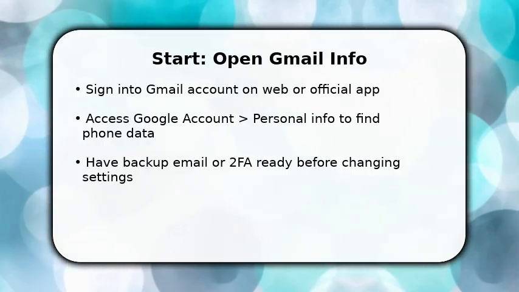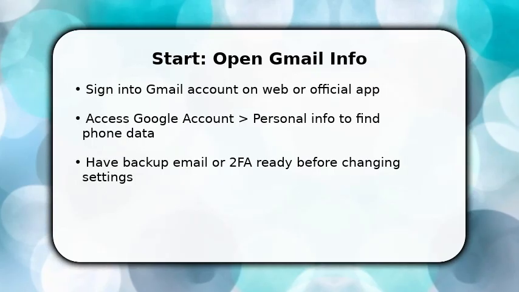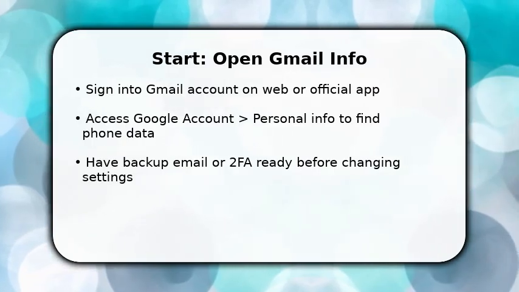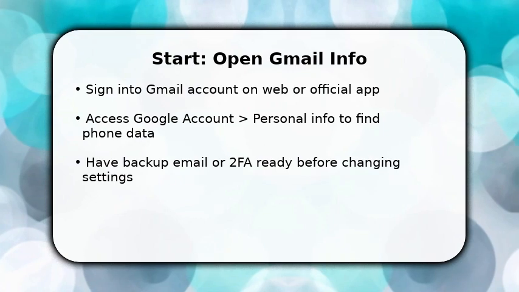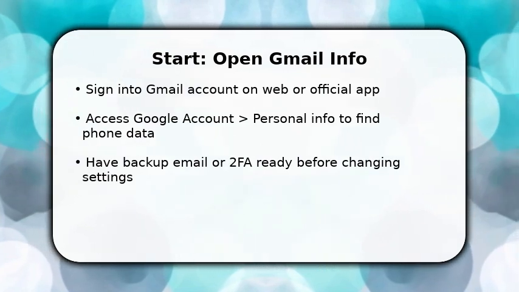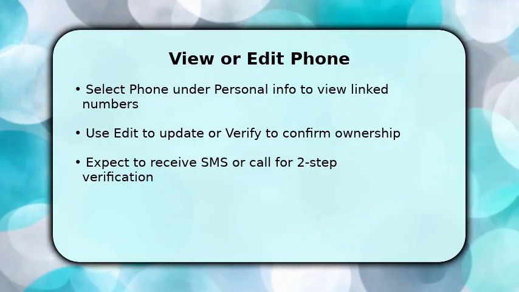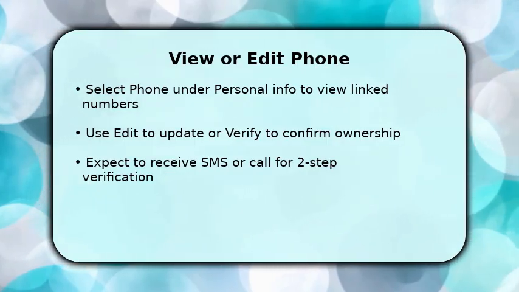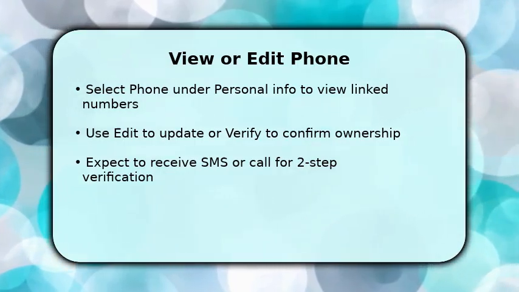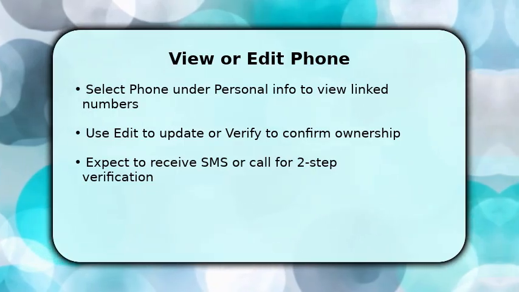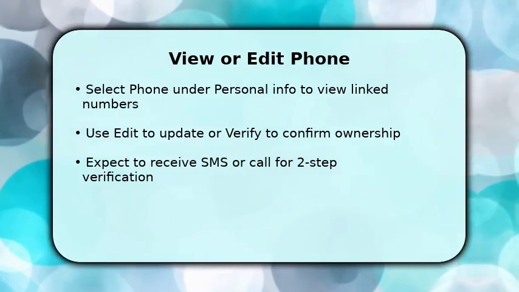This step locates the phone field so you can view, edit, or remove numbers. Stay ready to confirm with a code if Google asks for extra verification. You now tap Phone under Personal Info to reveal any numbers Google has on file. If a number is hidden, choose Edit and follow prompts to show or change it. Google may mask digits for privacy.